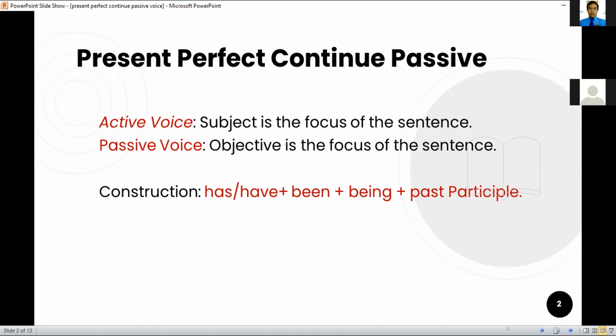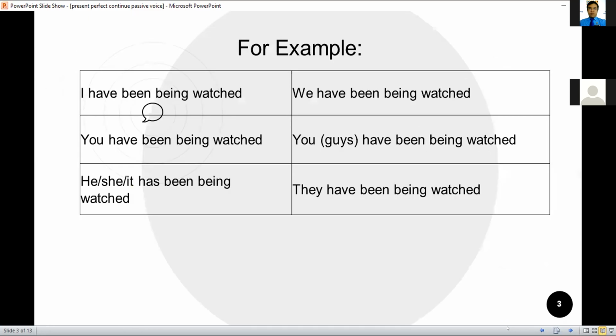This is the structure of the present perfect continuous passive: have or has plus been plus being plus the past participle, or the verb 3. Examples: I have been being void. You have been being void. He, she, it has been being void. We have been being void. You have been being void. And the last, they have been being void.